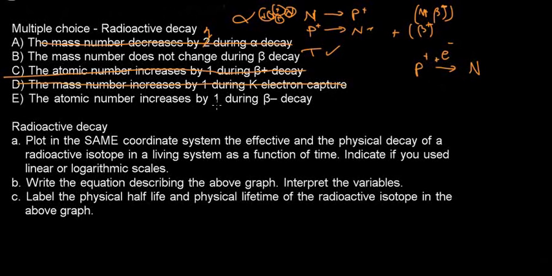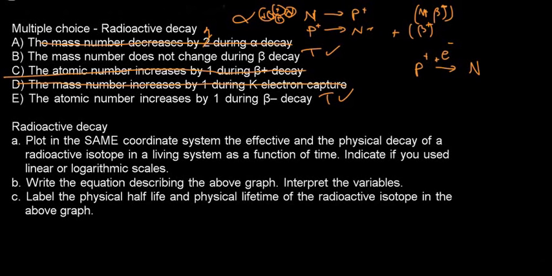The atomic number increases by 1 during beta negative decay. Let's see, we have the beta negative decay here. A neutron spontaneously decays into a proton. So our number of protons, the atomic number, increases by 1. So this would have to be correct.